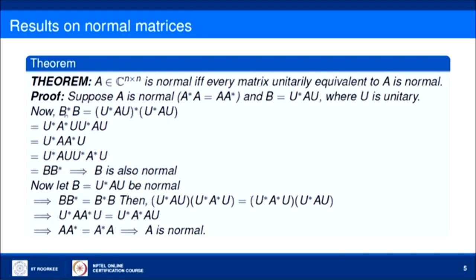So, what we have done: B star B equals B B star, it means B is a normal matrix. Now, if we prove this the other way, that B is normal, then B B star will be equal to B star B, then U star A U into U star A star U will be equal to this one, and from here we can see that A A star equals A star A. This implies that A is normal. So, this is the proof of this theorem.